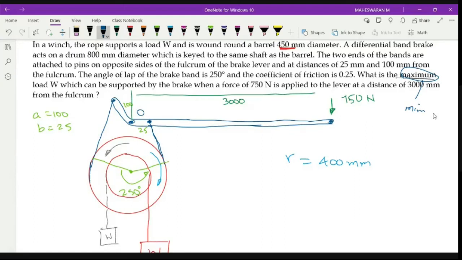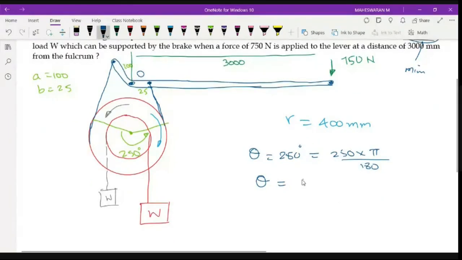So let me consider. Your R is given, which is 400 mm, the brake drum radius, and you have the distances, 2500 mm, and the angle of lap theta. So theta is 250 degrees. I have to convert it to radians, which means 250 into pi divided by 180. So what is the value of theta?